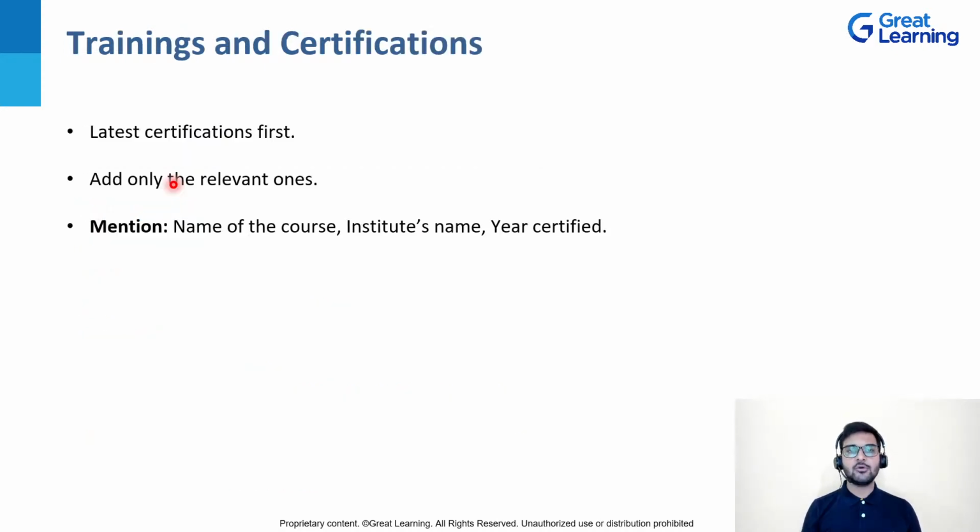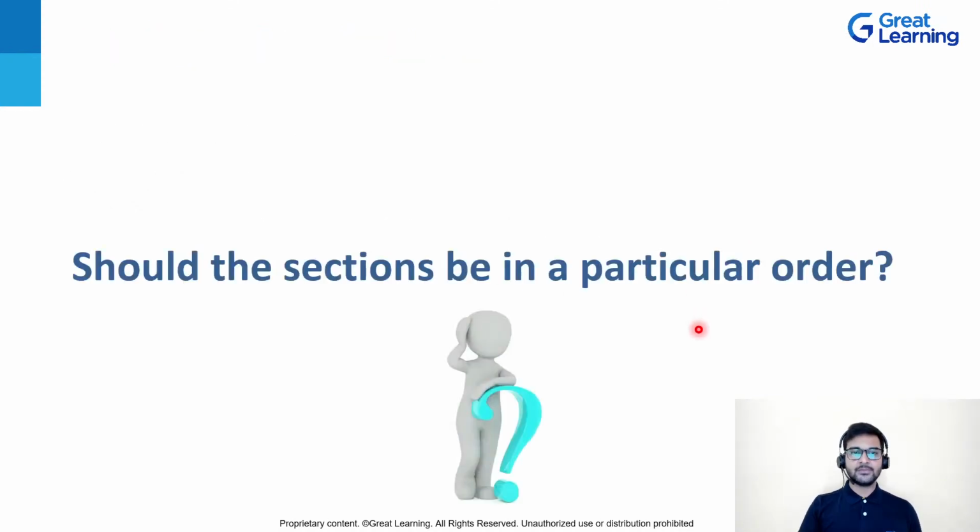Now, moving forward, how can you mention your trainings and certificates? Again, reverse chronological order. The latest should be at the top. Then add only the relevant ones. You can mention the name of the course, institute's name, year certified. For example, let's say you had an artificial intelligence from Great Learning Academy. You can write artificial intelligence by Great Learning Academy in 2021 or in 2022 accordingly.